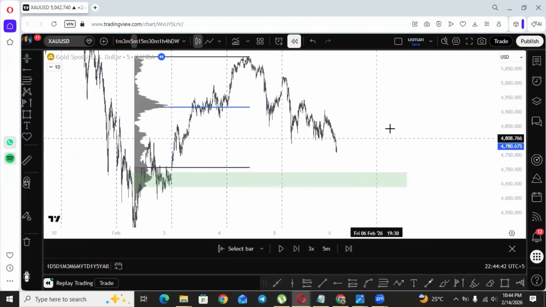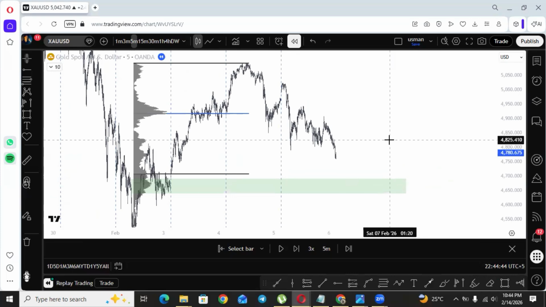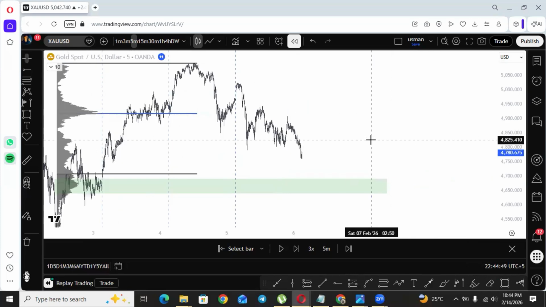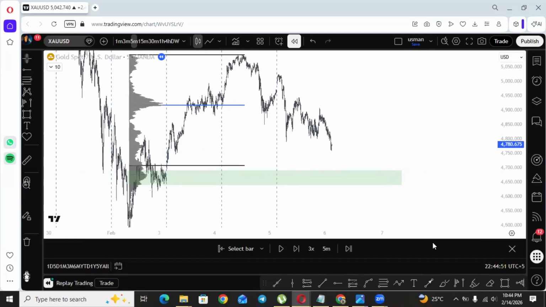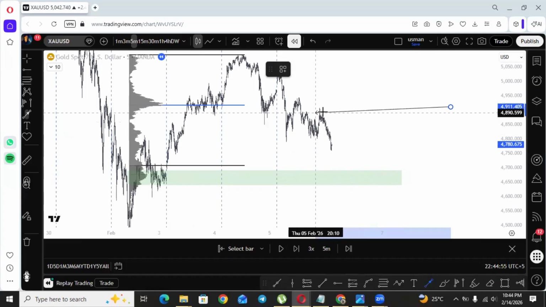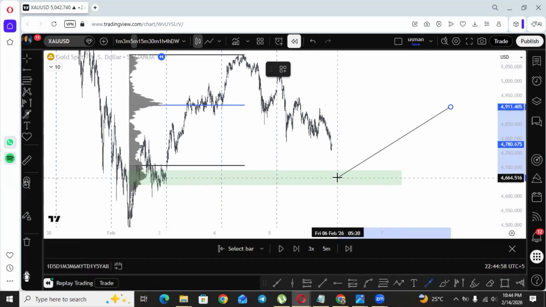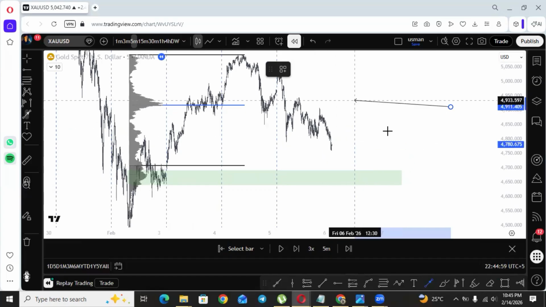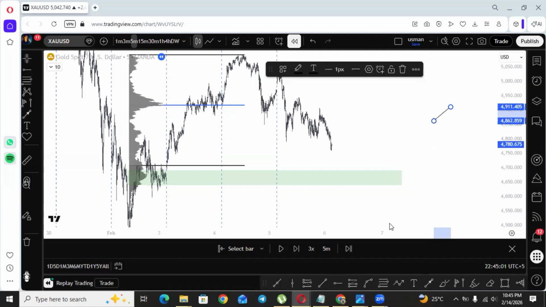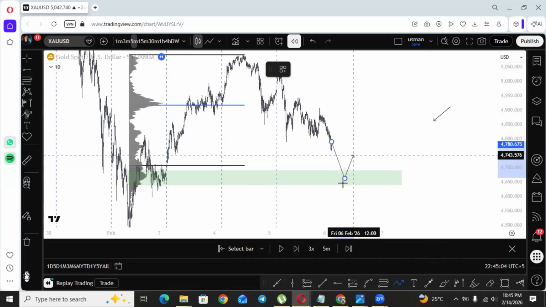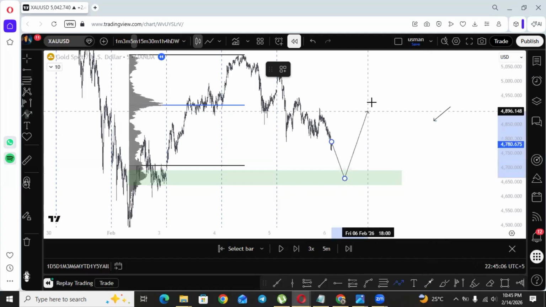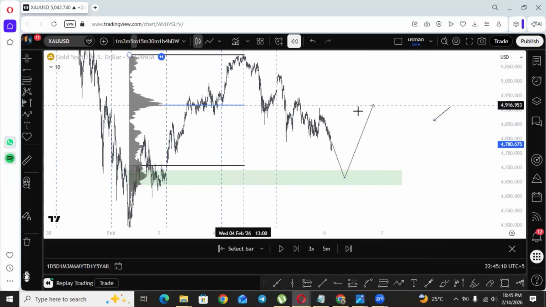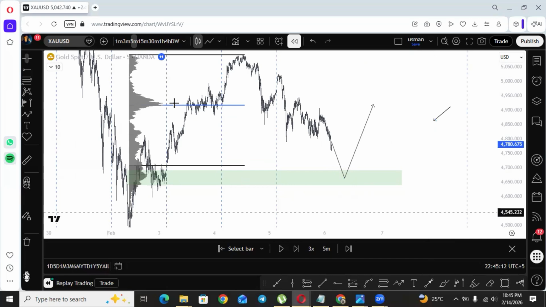Now I have to create an anticipation or bias about the market. We will have two conditions. According to my first anticipation, the market will tap into this area, and if it respects this area, it will go towards the point of control. What is the point of control? This blue line. The market will go towards this blue line.